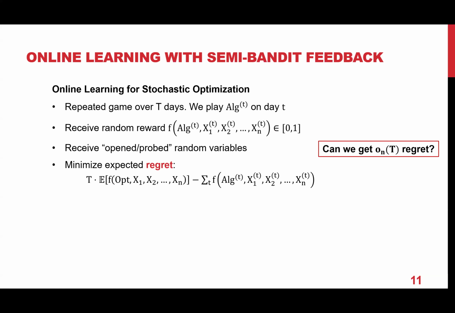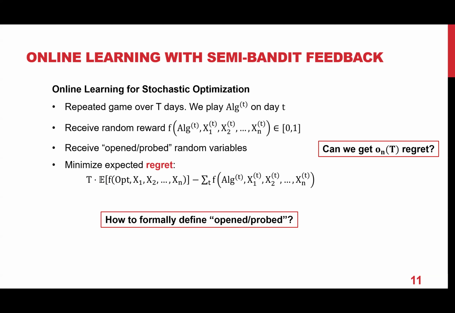Like in the optimal stopping problem, if you stop at the ith random variable, then you get to see the realization of the first i random variables. In something like Pandora's box, the ones that you opened. So we'll formalize this in a second, what that means. And your goal is to minimize the regret. Can we get a priori sublinear? Sublinear we can get, because we can get sublinear already for even bandit feedback.